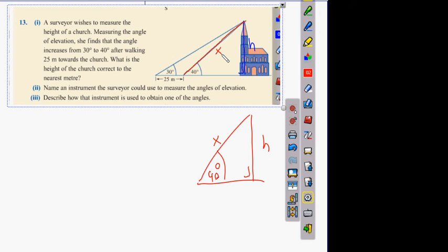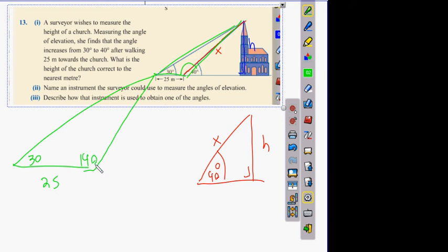Now, can anybody in the class tell me, using the triangle on the left, which is now going to be in green, the triangle on the left, which is going to be a very steep one like that, that's 30, that's 25 metres. Can anybody tell me what angle that is there? 140. Can anybody tell me what this angle up here is? 10. Because that adds up to 180.